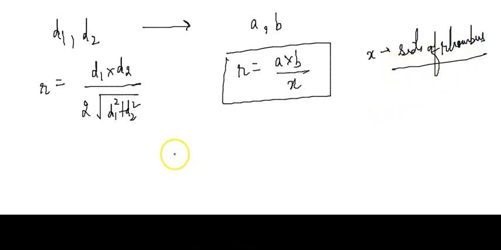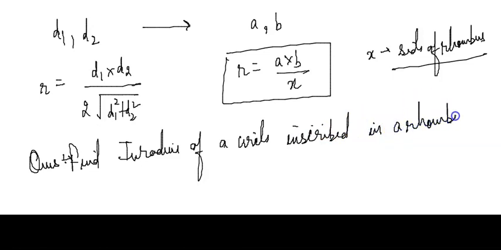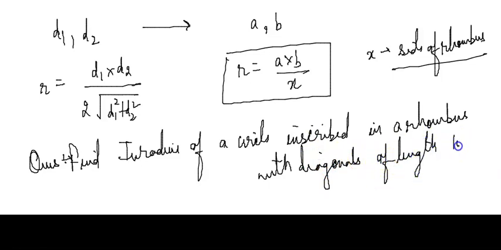Now you have to tell me the answer for this question. The question is, you have to find the inradius of a circle inscribed in a rhombus with diagonals of length 10 centimeter and 24 centimeter.